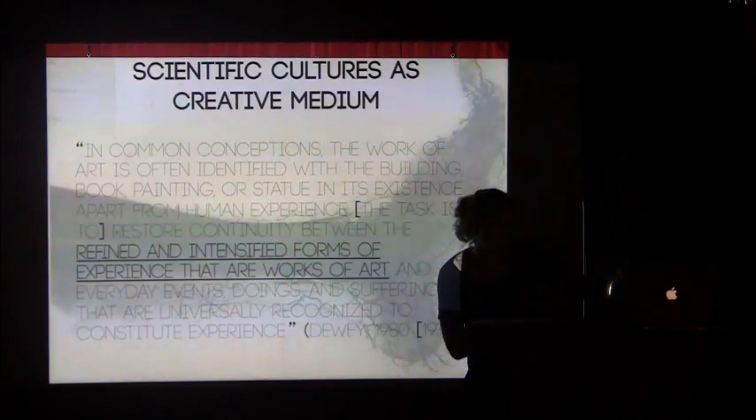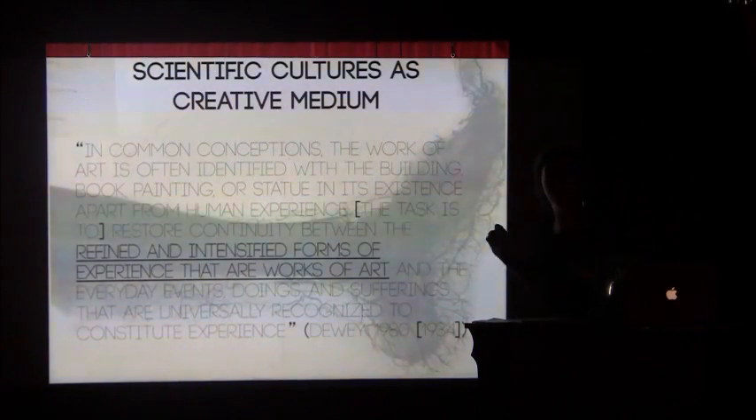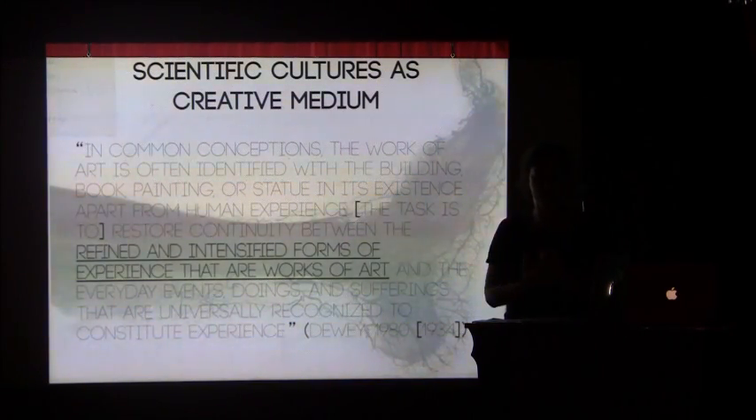So I was going to talk quickly about art. This is Dewey. I thought I'd grab a definition of art. He says that in common conception, the work of art is often identified with a building, book, painting, or statue in its existence apart from human experience. And the task, in the book Art as Experience, on the first page, is to restore continuity between the refined and intensified forms of experience that are works of art, and the everyday events, doings and sufferings that are universally recognised to constitute experience.